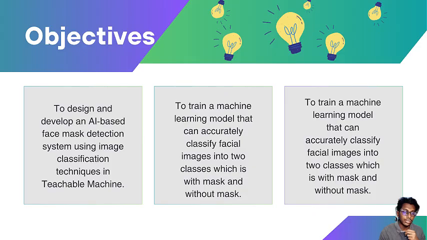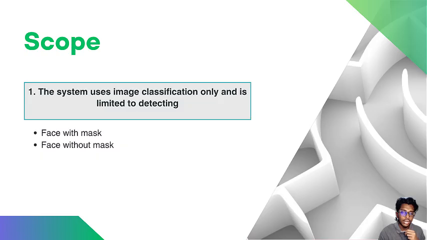There are three objectives for our project. The first one is to design and develop an AI based face mask detection system using image classification techniques. Second one is to train a machine learning model that can accurately classify facial images in two classes, which is with mask and without mask. Third is to train a machine learning model that can accurately classify facial images into two classes, which is with mask and without mask. Now let's see our scope.